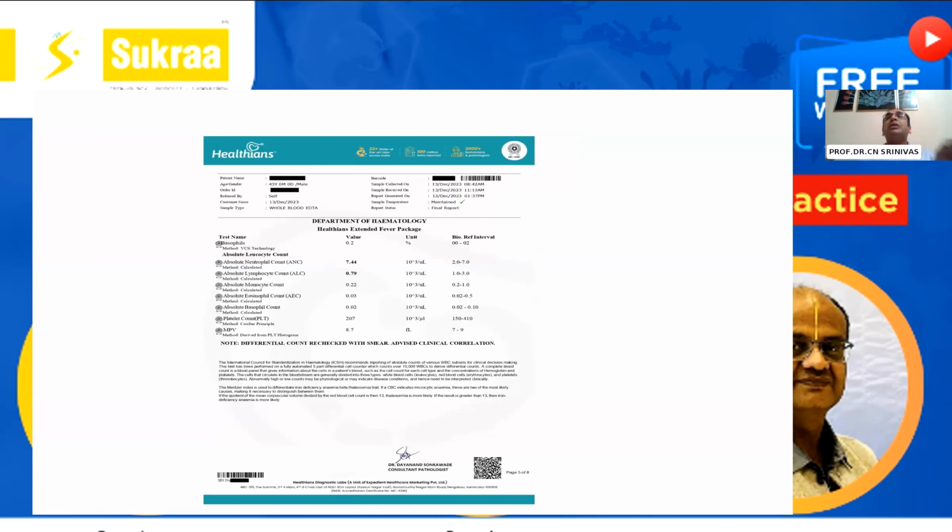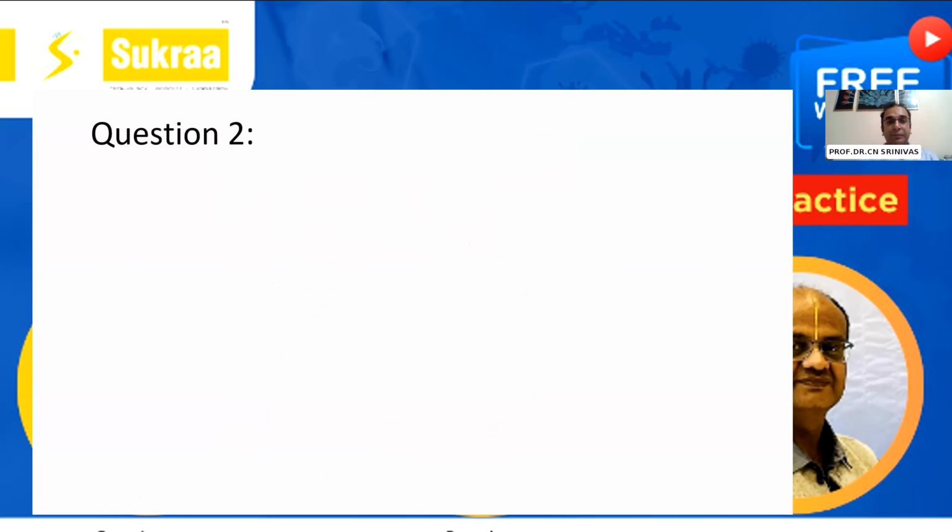Right now, the question is to outline the contents of a complete blood count. So these are the usual contents of a complete blood count with the platelet count, and some people add the mean platelet volume as well. That's about the first question.